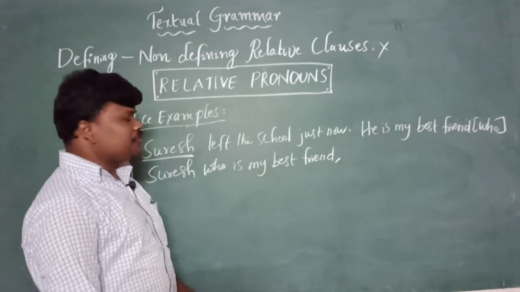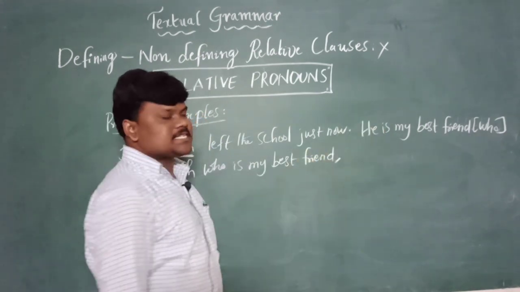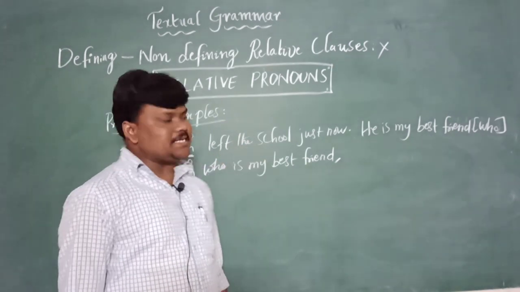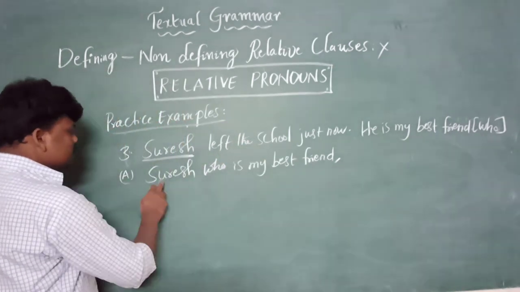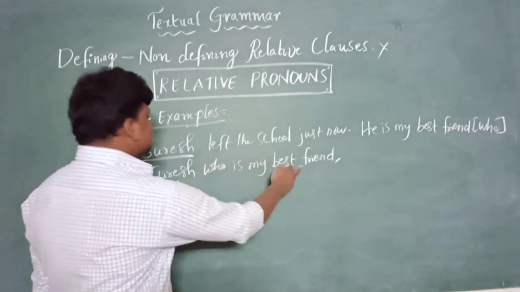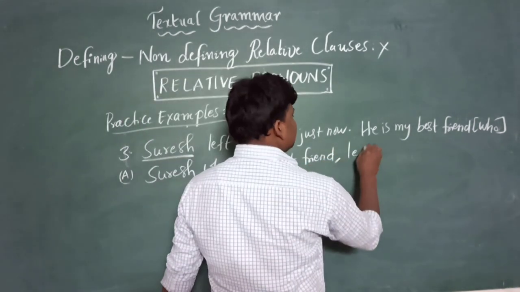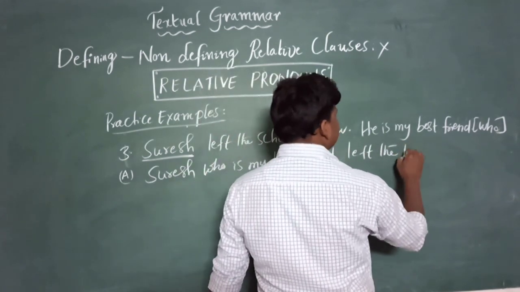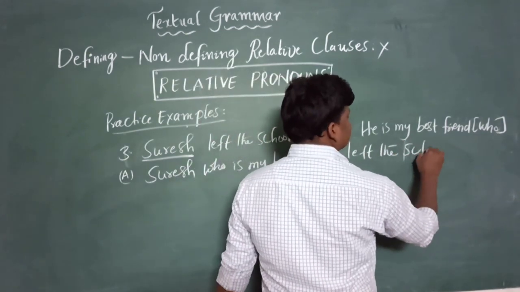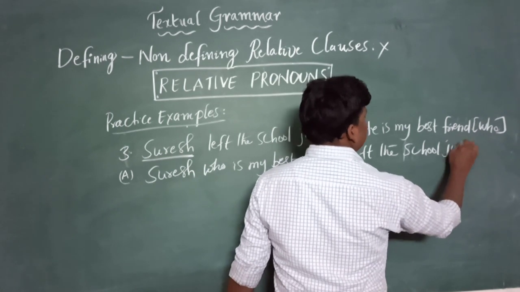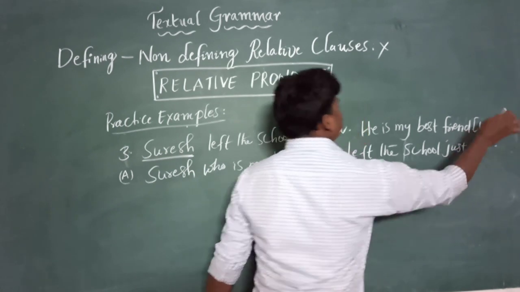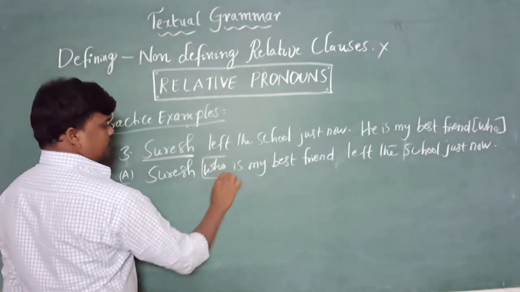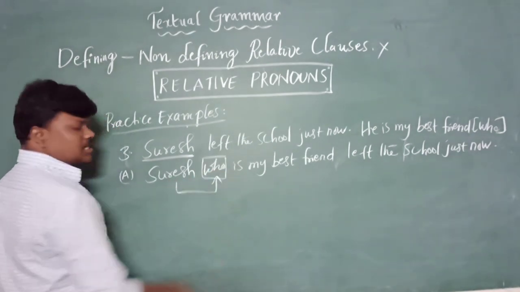Based on the meaning, we need to interchange the two sentences. The second sentence may come first, and the first sentence may go last, right? So, Suresh, who is my best friend, left the school just now. It is not necessary to use any comma after left. Left the school just now. Full stop.